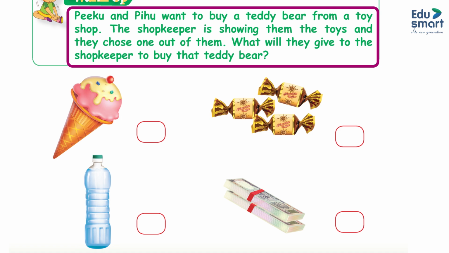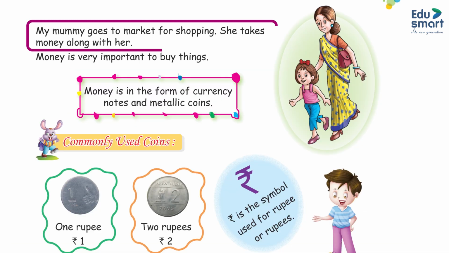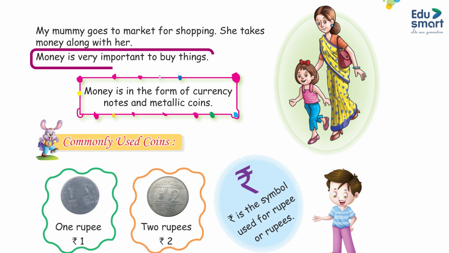The shopkeeper is showing them the toys and they choose one out of them. What will they give to the shopkeeper to buy that teddy bear? My mama goes to market for shopping. She takes money along with her. Money is very important to buy things.